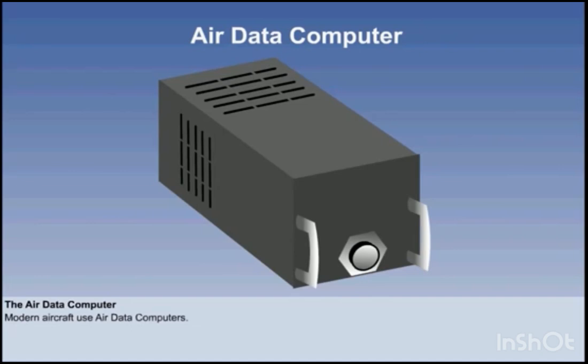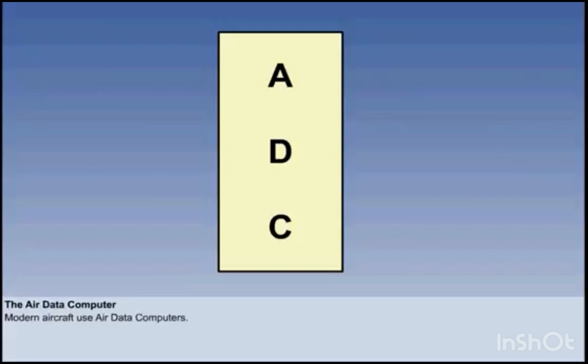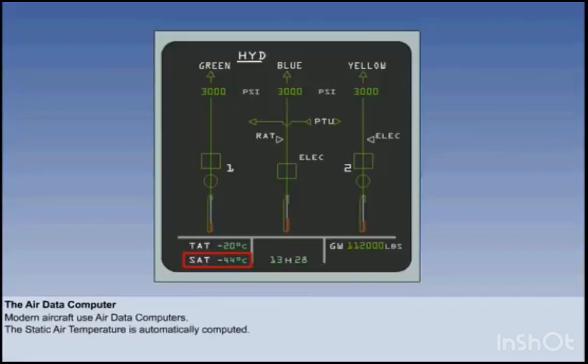However, any large airliner less than 20 years old or thereabouts will have an air data computer. We will look at this device in more detail in a later lesson. The ADC is a computer that takes inputs of pitot, static, angle of attack and TAT and processes them to calculate airspeeds, altitude, Mach number, TAT and SAT. The static air temperature is therefore automatically computed.